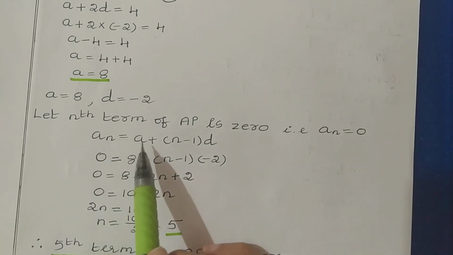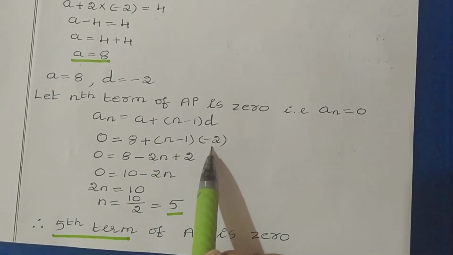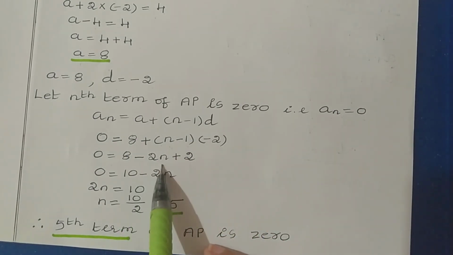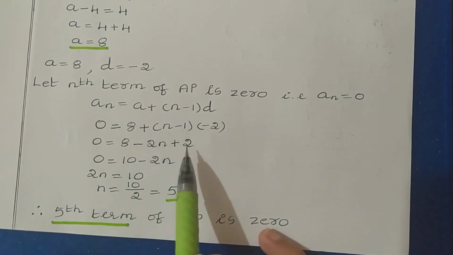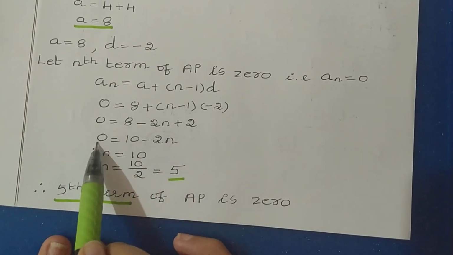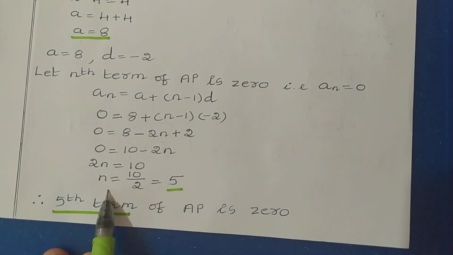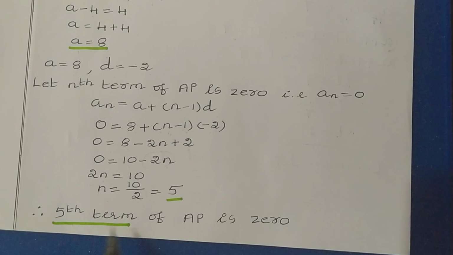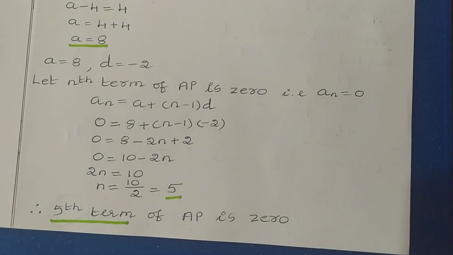Here an is 0. a is 8. n minus 1, n value we need to find. d is minus 2. 0 is equal to 8 minus 2 into n minus 1, that is 8 minus 2n plus 2. 8 plus 2 is 10. 0 is equal to 10 minus 2n. Bring this minus 2n to the left hand side, that becomes plus 2n. 2n is equal to 10. n is equal to 10 by 2. So n is equal to 5. That means the fifth term of the arithmetic progression is 0. n is equal to 5 is the answer.